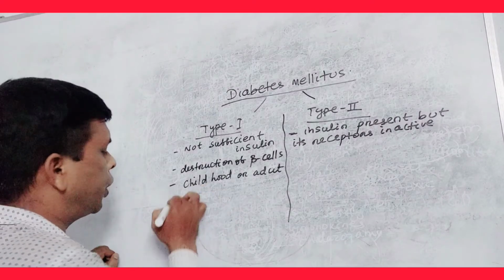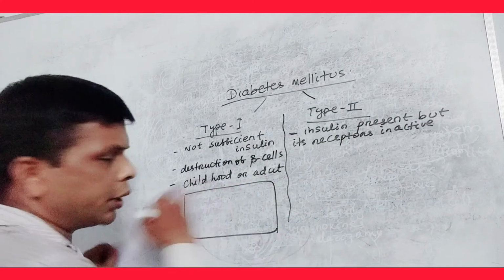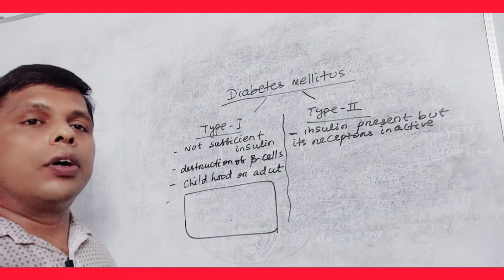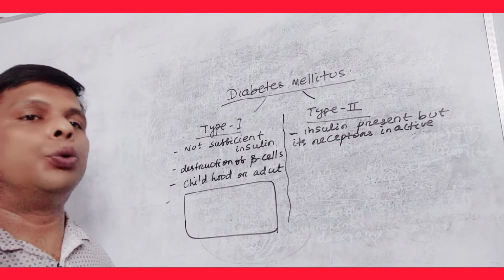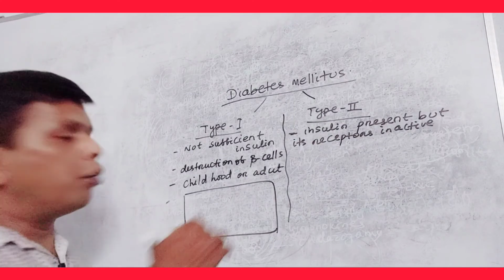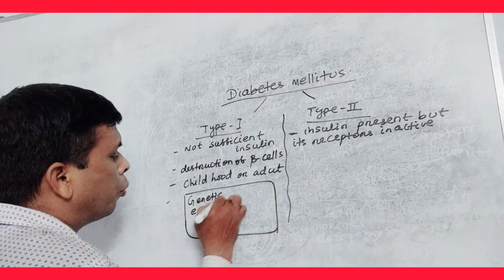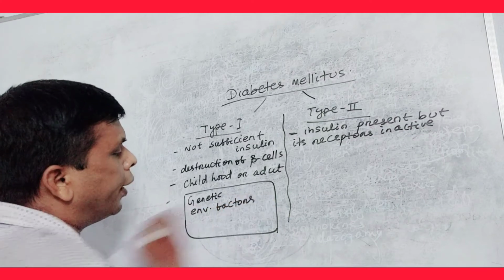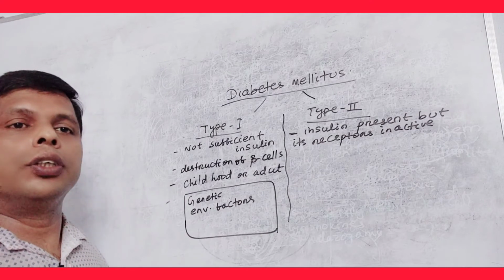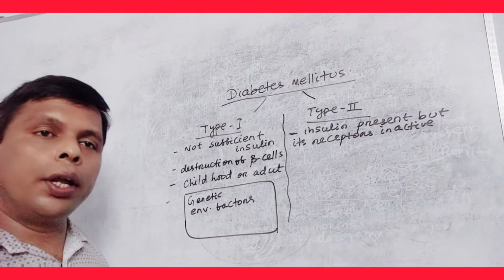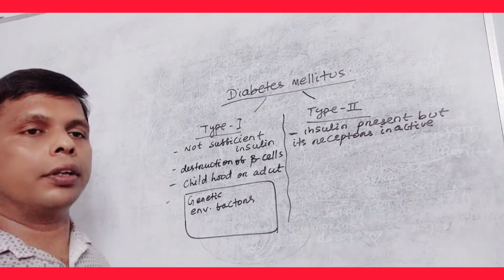First come to the causes. The causes are not certain, the causes are uncertain. It may be genetic or due to environmental factors. These are the basic causes. So, insufficient insulin is produced. When insulin is insufficient, what happens?